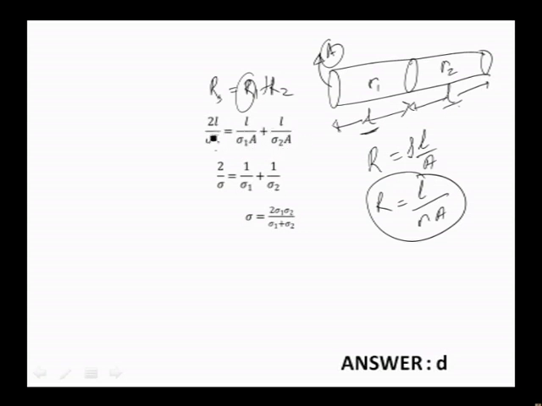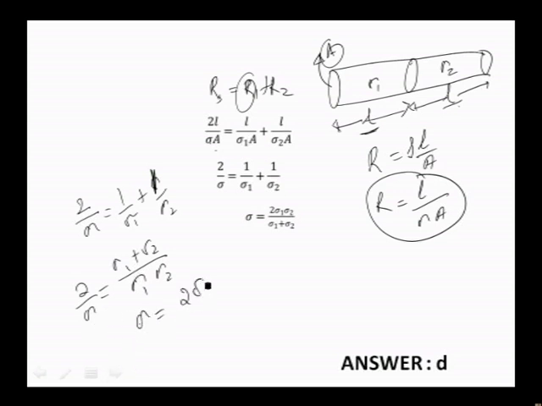Here length is the same, identical, and area is the same, so take it common and cancel each other. We get 2 divided by sigma equals 1 divided by sigma 1 plus 1 divided by sigma 2. Now, by doing this simplification, you are going to have sigma 1 sigma 2 over sigma 1 plus sigma 2, that is 2 divided by sigma. We want the value of sigma. Sigma is equal to 2 sigma 1 sigma 2 divided by sigma 1 plus sigma 2.